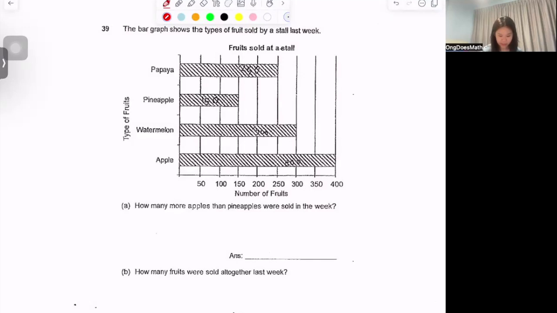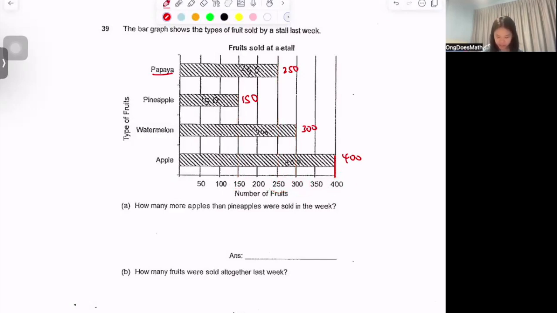So let's look at papaya. We have to just trace it down. So this is 250. Trace it down for pineapple. This gives you 150. Trace it down for watermelon. This gives you 300. Trace it down for apple. This gives you 400. Cool.